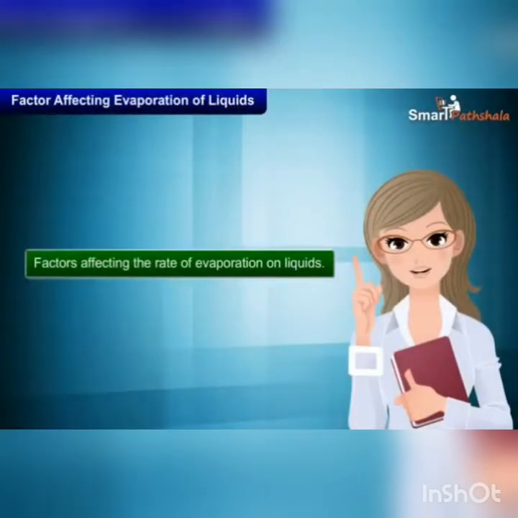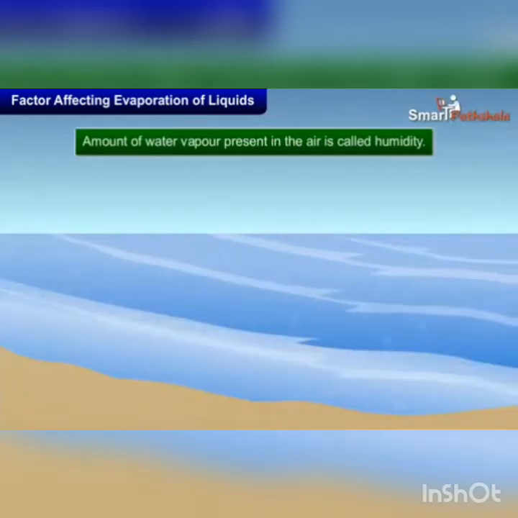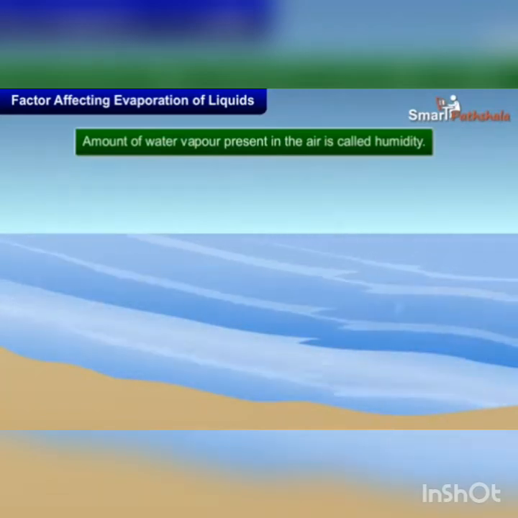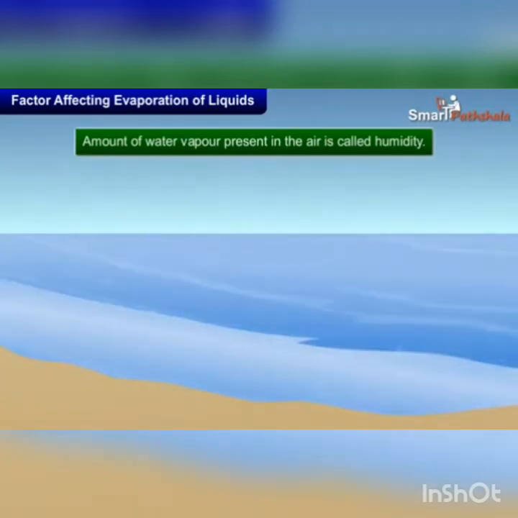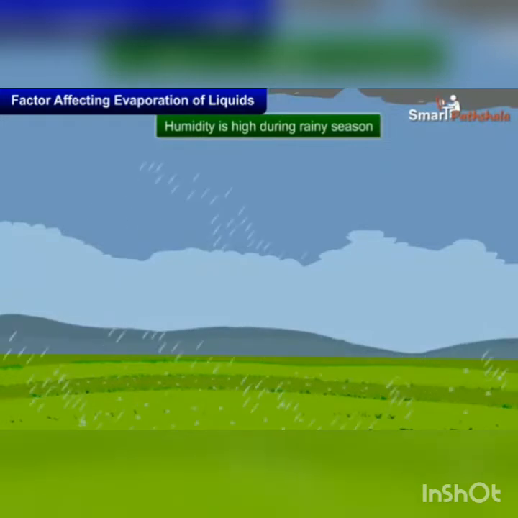Several factors affect the rate of evaporation of liquids. Let us learn the factor of humidity on evaporation. But what exactly is humidity? Humidity is the amount of water vapor present in the air. Humidity is high during the rainy season.